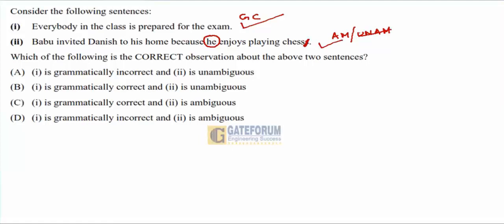Okay, so unambiguous it is not. So I will search for which option gives me the correct answer. Sentence number 1 is grammatically correct. Sentence number 2 is ambiguous, meaning the meaning is not clear properly. So that would be C, and this would be the correct option.